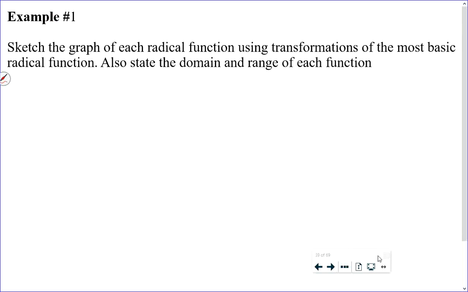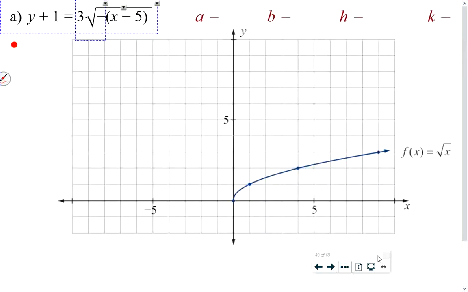So, sketch the graph of each radical function using transformations of the most basic radical function, and then state the domain and range. I had to retype something because I had a corrupt file. Can you confirm that example 1a that I have typed up there is the same as what you have in your handout?